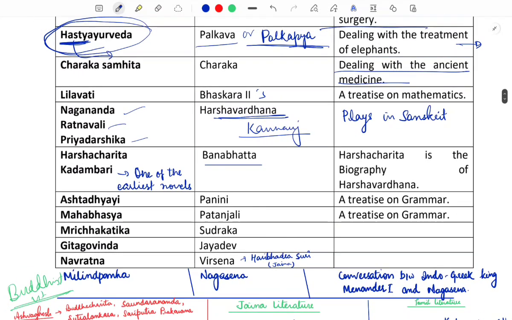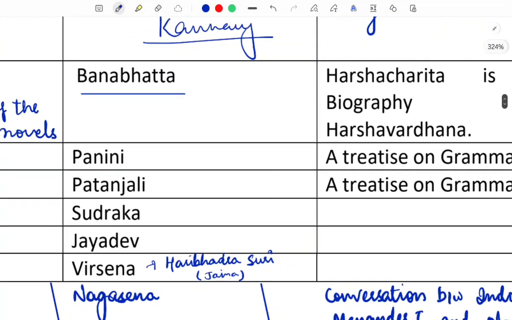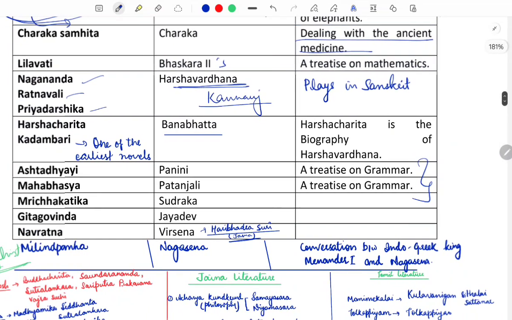Next person is Panini, and Panini's Ashtadhyayi is very important, and Patanjali's Mahabhasya is also important, and both of these works were treatises on grammar. And Mrichkatika was written by Shudraka, Geet Govind was written by Jayadev, Navaratna was written by Veersena. Veersena also wrote the Haribhadra Suri, which was a Jaina text.